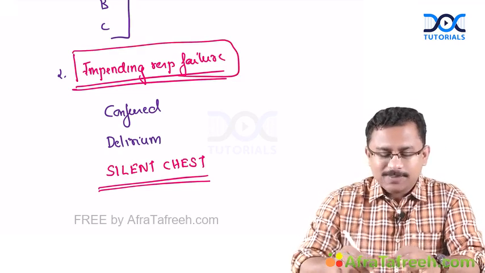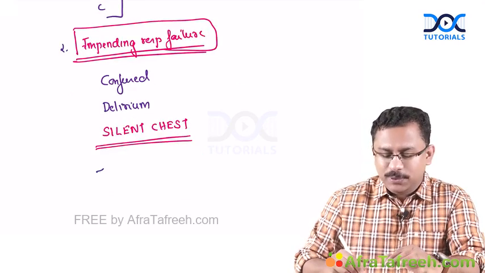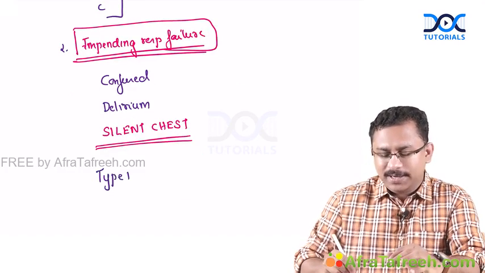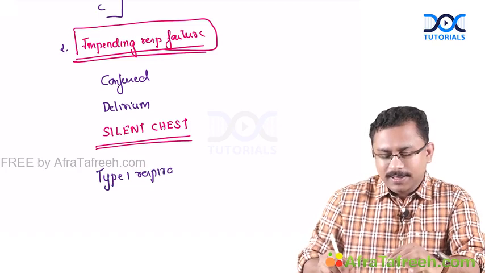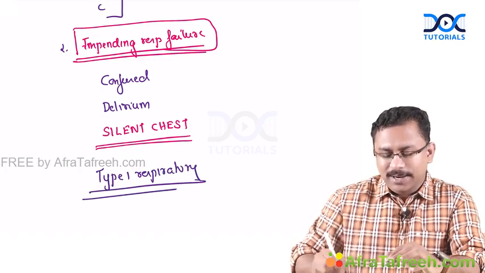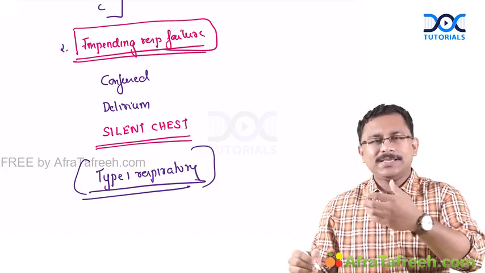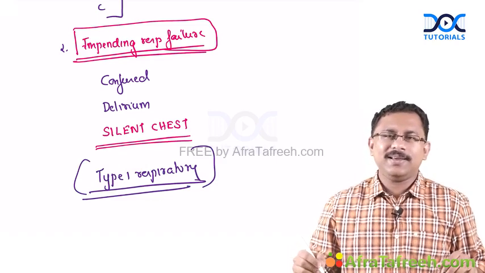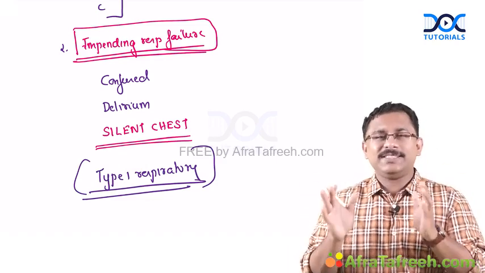Okay, because asthma is very well known to produce a type 1 respiratory failure, correct? So asthma produces a type 1 respiratory failure. So a patient can go in for a respiratory failure and you must be very vigilant about that.